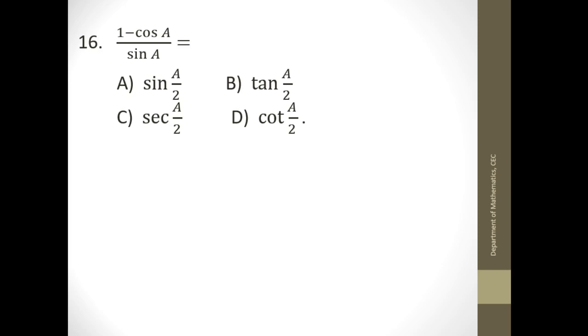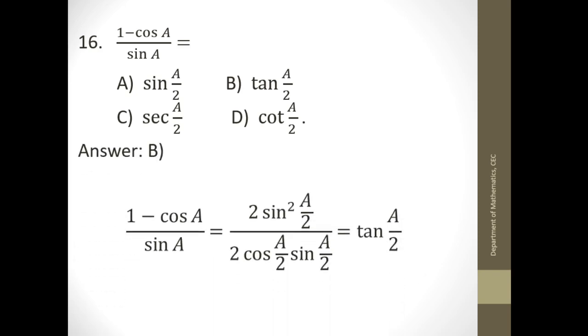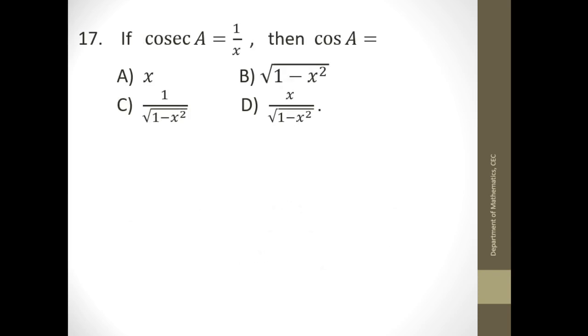1 minus cos A by sin A. You know the half angle formula. 1 minus cos A is 2 sin square A by 2. Sin A is 2 sin A by 2 cos A by 2. Therefore, by cancelling 2 and one sin, sin A by 2 by cos A by 2 is tan A by 2. The answer is B.